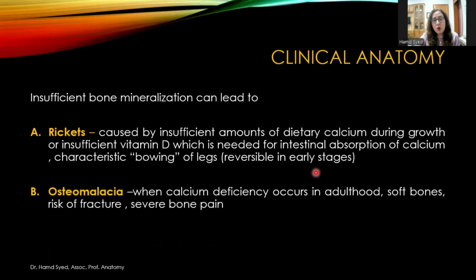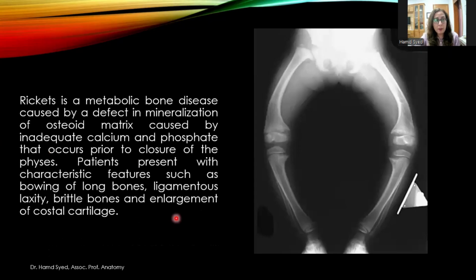If the dietary deficiency of calcium occurs in a later age, that is in adulthood, it can cause a weakening of bones, which is called osteomalacia. Now, the word malacia literally means soft. So the bones are going to be soft, at a high risk for fracture, and there will be severe bone pain.